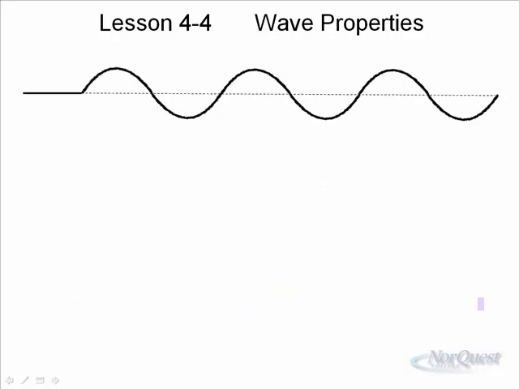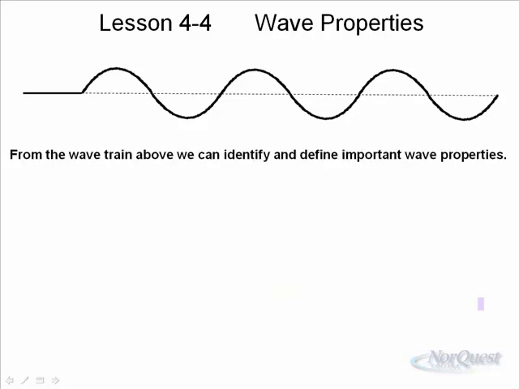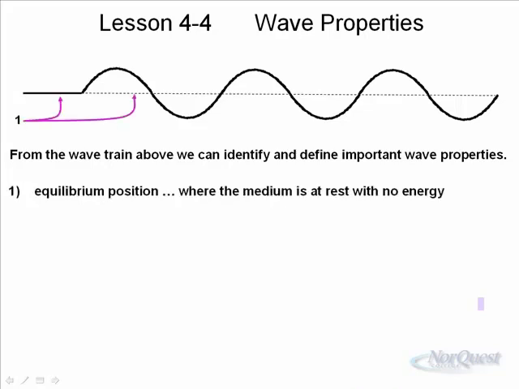So we can look at a wave and see what some of the properties are from this simple little diagram. From the wave train above, we can identify and define some important wave properties. These are properties that you should know a little bit about. Of course, the dotted line represents the equilibrium position, where the medium would be at rest.